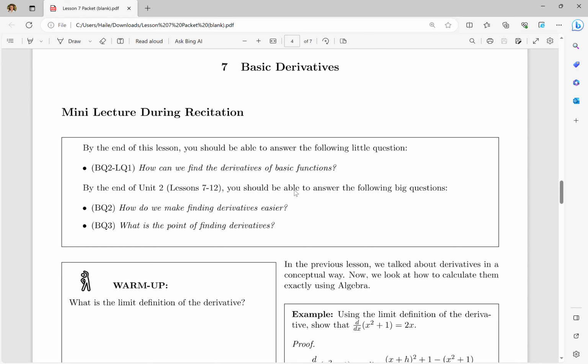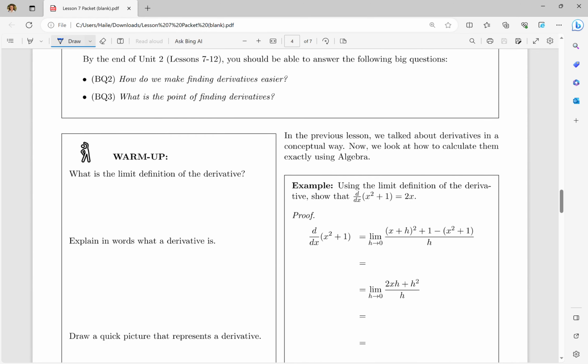All right, let's start with the warm-up. So what is the limit definition of the derivative? Remember we did this in lesson 6. So it's the limit as h approaches 0 of f of x plus h minus f of x all over h.